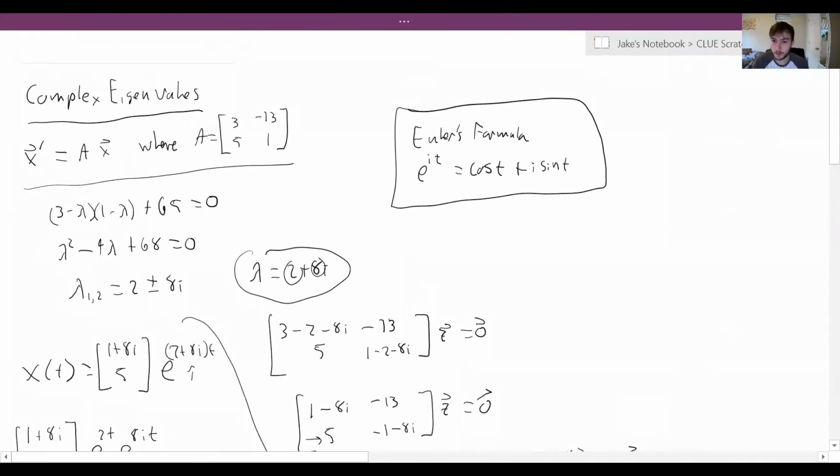So complex eigenvalues, we did it, and it was all thanks to our good friend Euler.